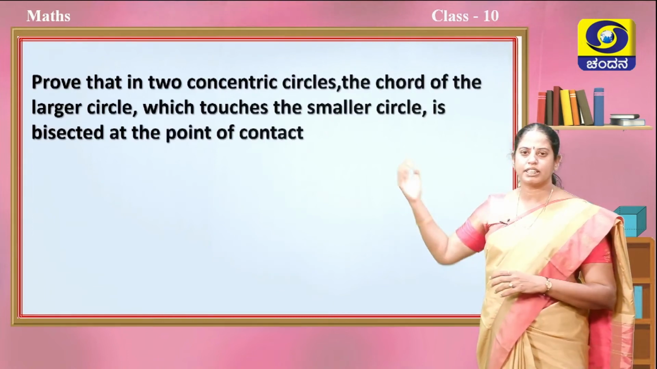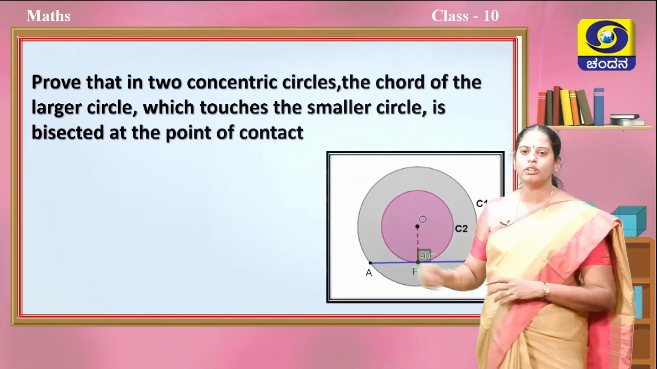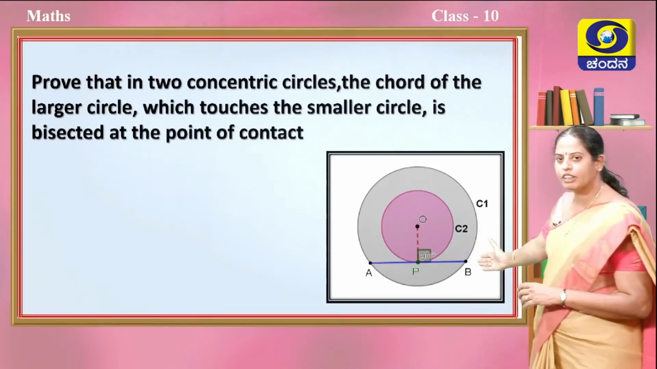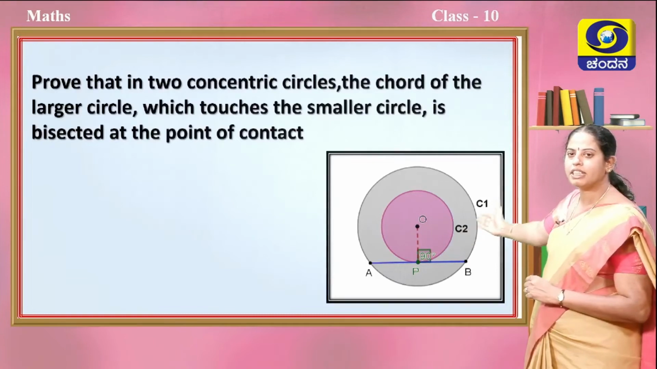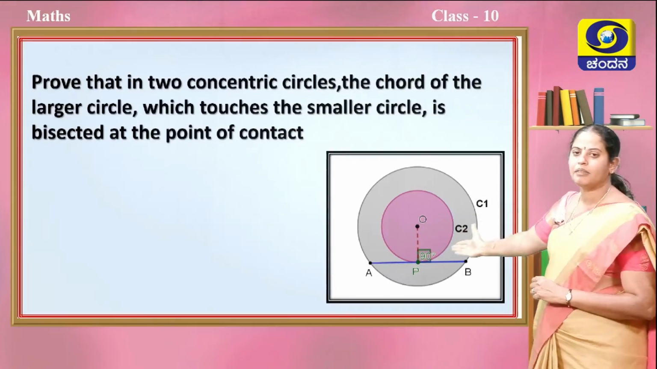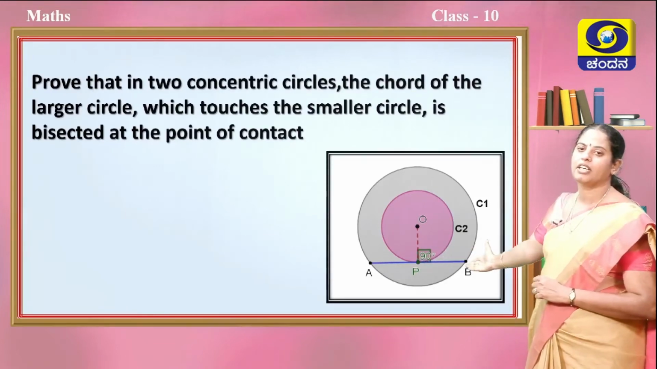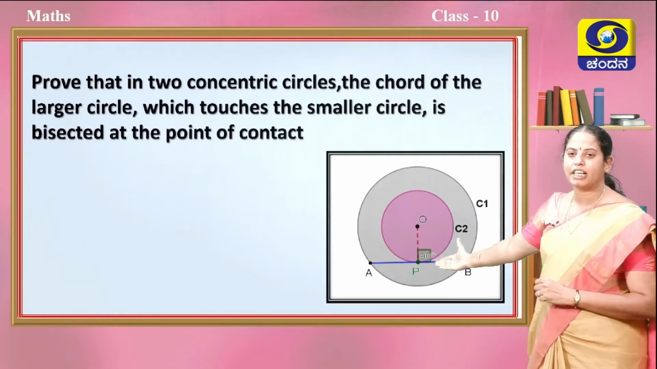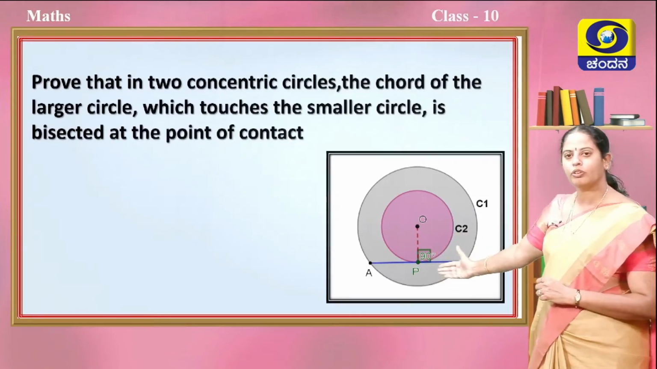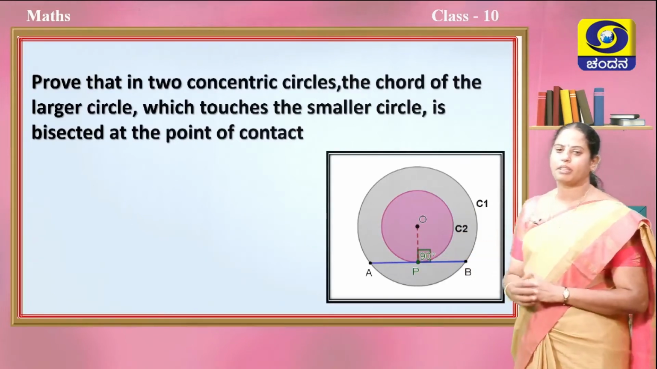So, this is the statement given. Now, we are going to draw the figure according to the data given. Here C2 is the smaller circle and C1 is the larger circle, P is the point on the smaller circle and AB is the chord to the larger circle that touches the smaller circle at point P. We have to prove that OP divides AB such that AP equals PB.